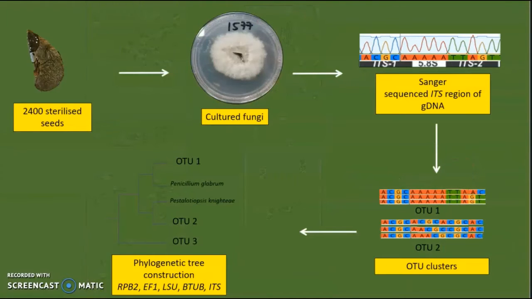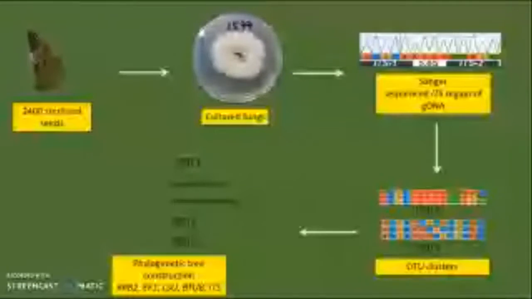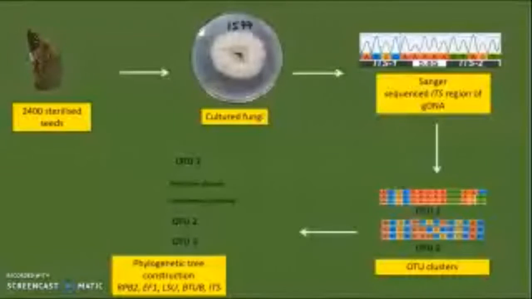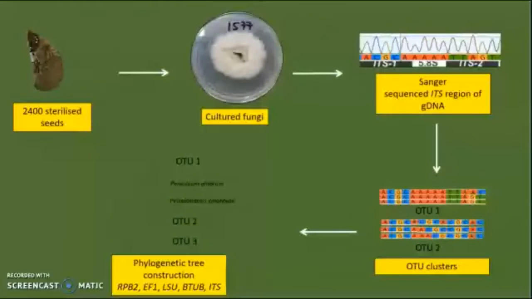These seeds were surface sterilized and plated onto growth media and incubated. On the plates where fungal cultures grew, DNA was extracted from the mycelium. PCR was used to amplify the ITS region of nuclear DNA. These fragments were sequenced and clustered into operational taxonomic units, or OTUs, based upon 97% similarity, commonly used as a proxy for species in fungal diversity studies. Phylogenetic tree construction was used to identify the endophyte species present.